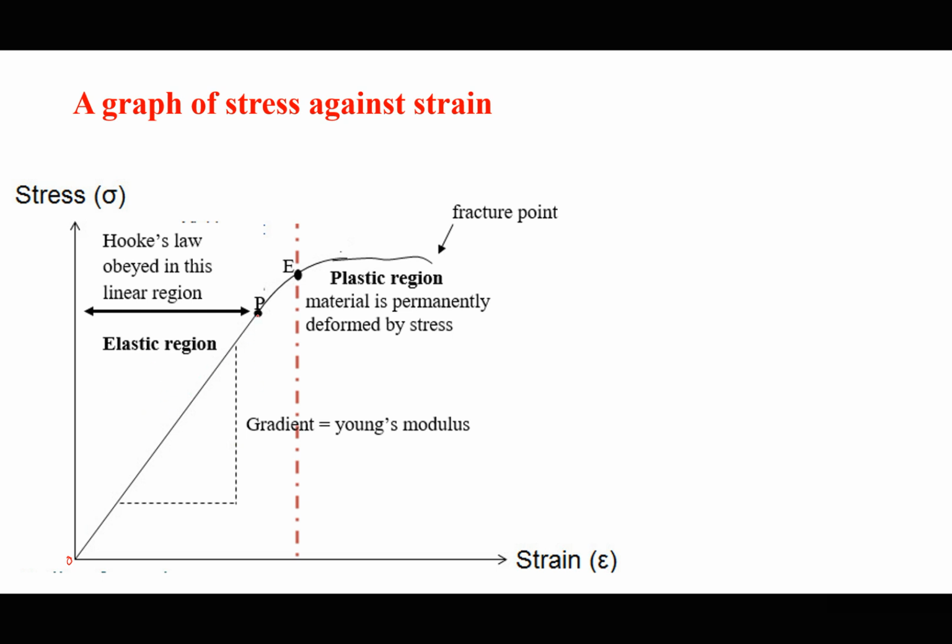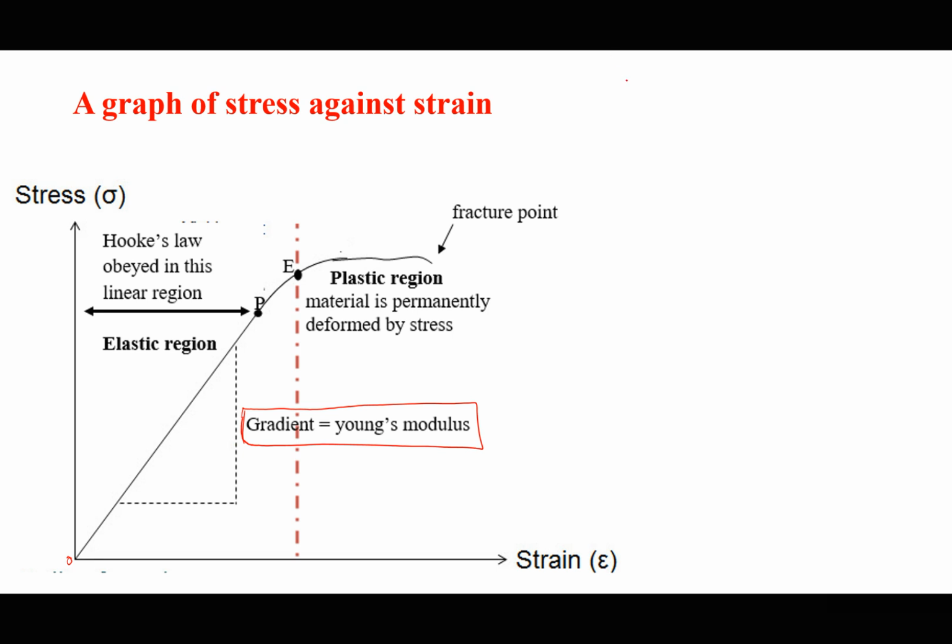If Hooke's law is obeyed, then this is the only part where we have a straight line. That's the only part where stress is directly proportional to strain. And when stress is directly proportional to strain, we can find the gradient of the graph, and the gradient is going to be equal to the Young modulus. So the gradient of a graph of stress against strain is the Young modulus, which can be got from the straight line part.